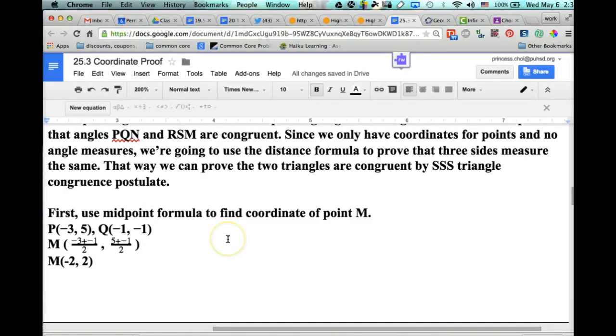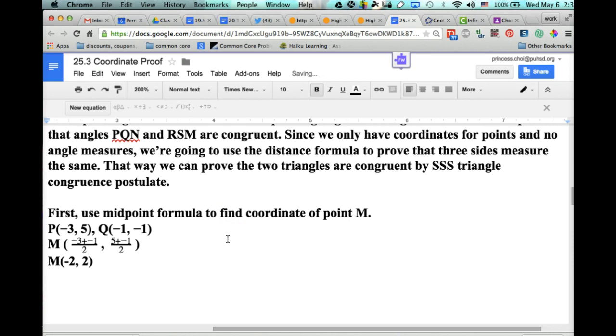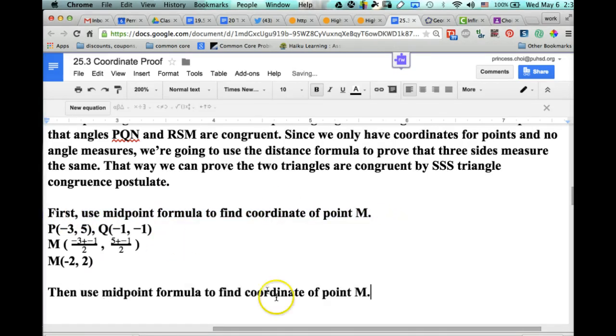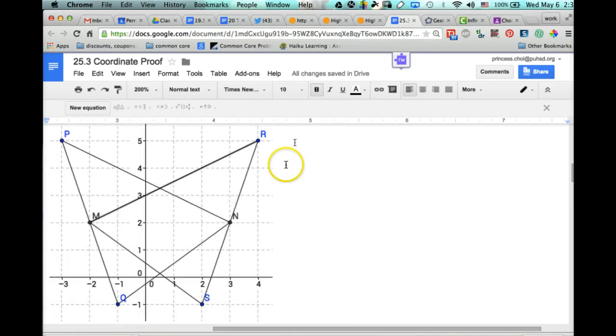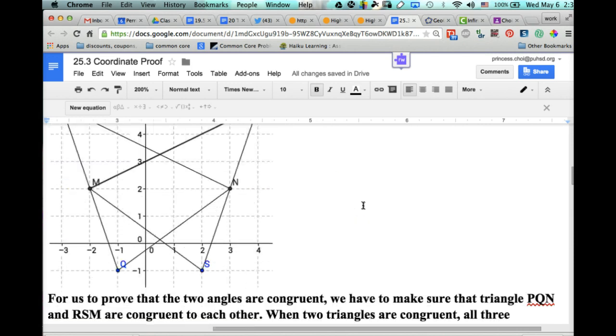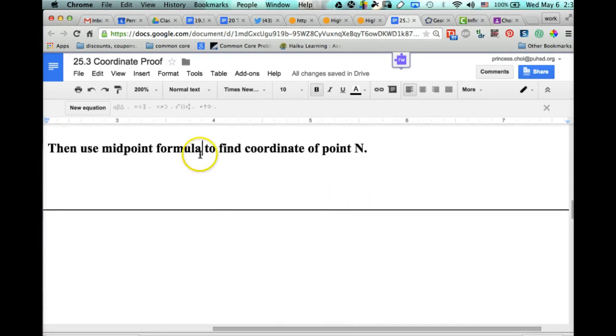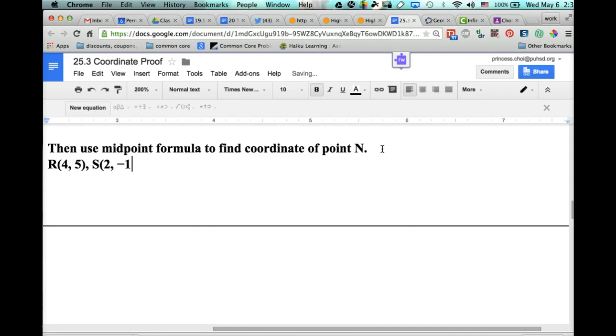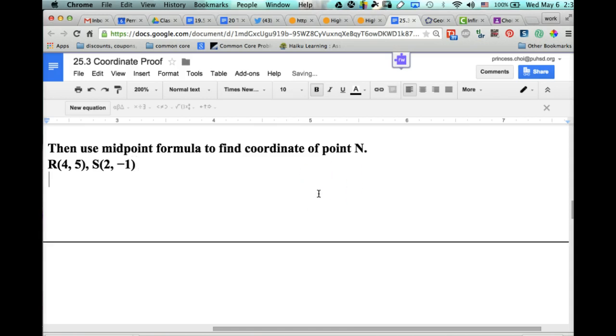But we have to mathematically actually show it to people. Okay? So in the same way, we're going to now do the same thing, right? We're going to use the midpoint formula, but we're going to find point N this time. And N was the midpoint for what? For R and S, right? So there you go, RS. So we're going to go ahead and copy and paste R and S. And let's go ahead and use the midpoint formula to find N.